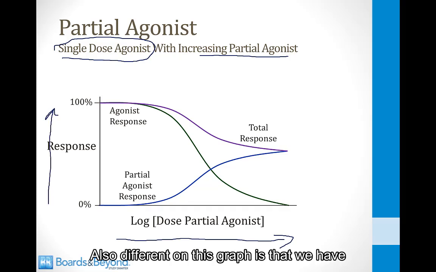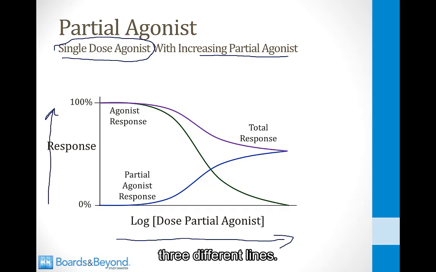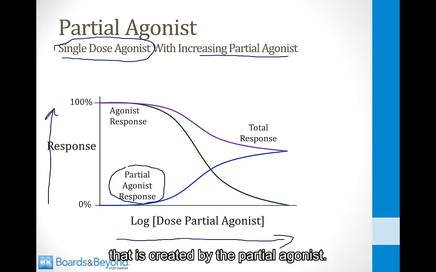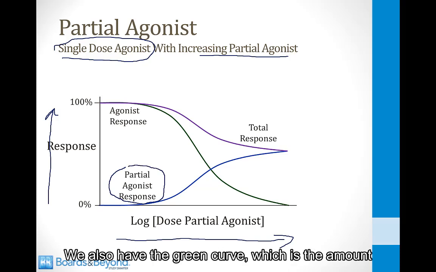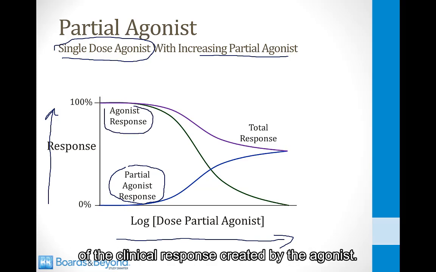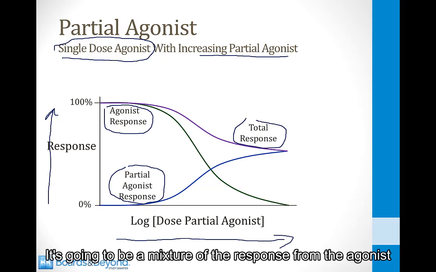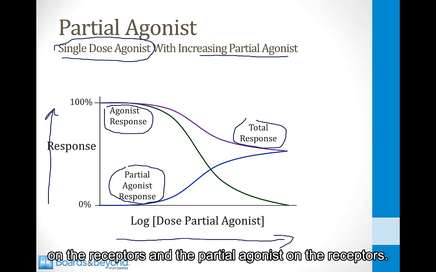Also different on this graph is that we have 3 different lines. So the first line is the blue one here, and this is the amount of the clinical response that is created by the partial agonist. We also have the green curve, which is the amount of the clinical response created by the agonist. And then we have a purple curve, which represents the combination of the two, or the total response. It's going to be a mixture of the response from the agonist on the receptors and the partial agonist on the receptors.